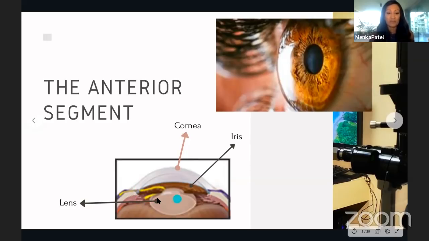If we look here, this is the lens, then we make our way forward. This is the colored part, the iris. The center opening is the pupil, which changes with light and dark exposure. And then this is the clear window, which is the cornea. Now the cornea is, again, my specialty. It's got so much pathology that you wouldn't even imagine.